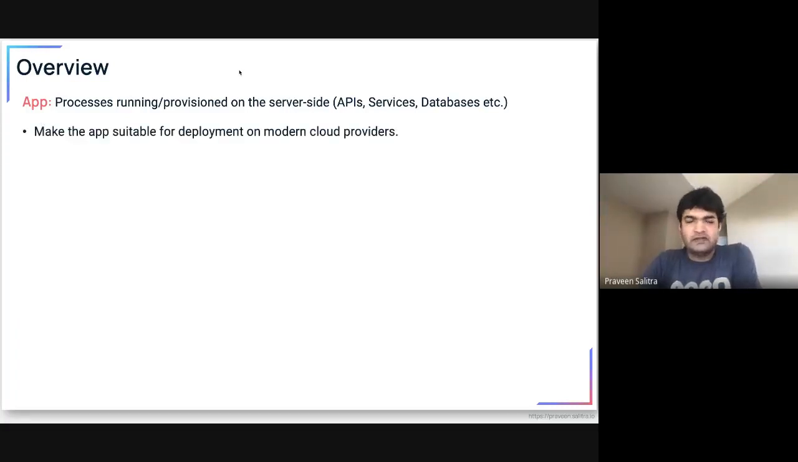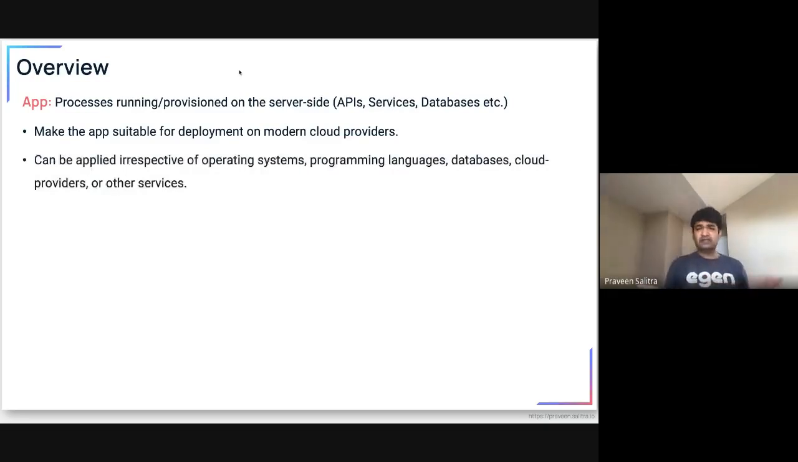The whole idea is to make any app that you have suitable for deployment on modern cloud providers. And since we are dealing with different technical stacks, we wanted to bring up principles which can be applied irrespective of the operating system that you are using. Although we are fans of Linux, on our dev machines it's Mac, so we want to be very neutral with respect to operating systems. The programming stack is different: at least 3 major programming stacks on different projects, or maybe a couple of them in the same project. Different databases, different cloud providers. These principles cut across all of those differences.